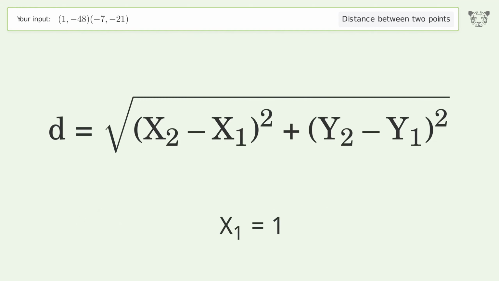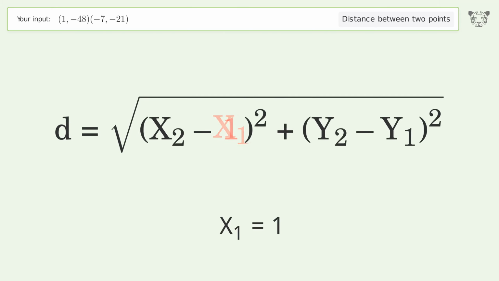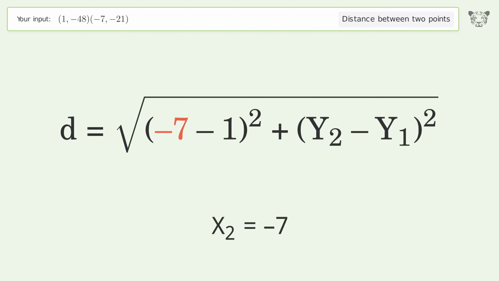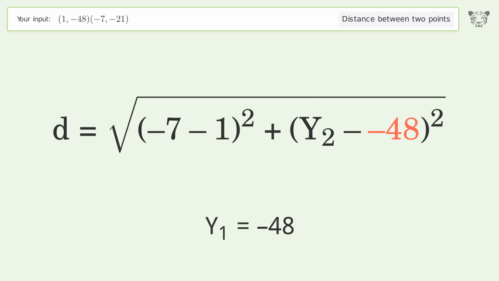x1 equals 1. x2 equals negative 7. y1 equals negative 48. y2 equals negative 21.